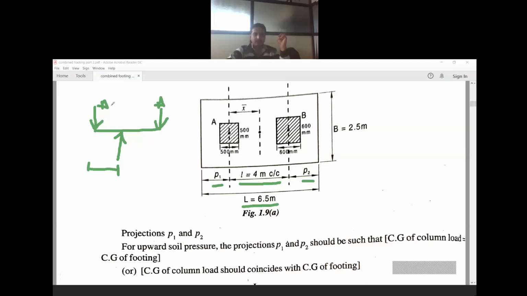But here the loads are different. See here. At A we have 1250, at B we have 1600. So the resultant force will not be exactly at the center. Hence, this resultant will be at a distance of x from column A. This resulting force will be at a distance of x from column A.